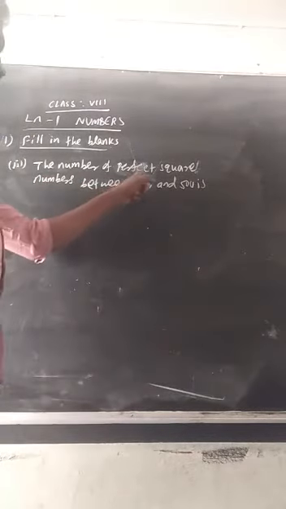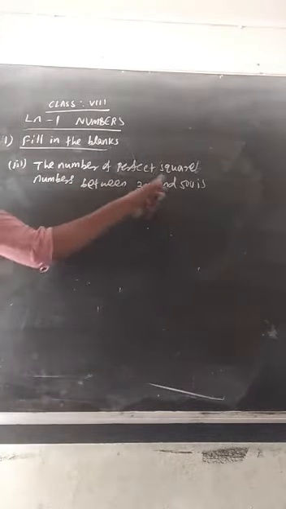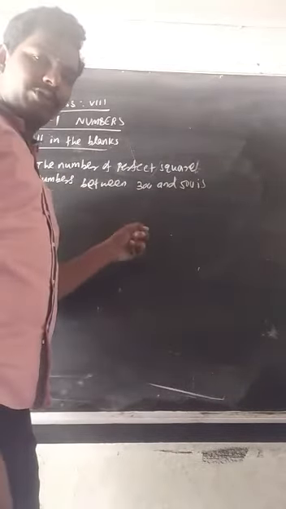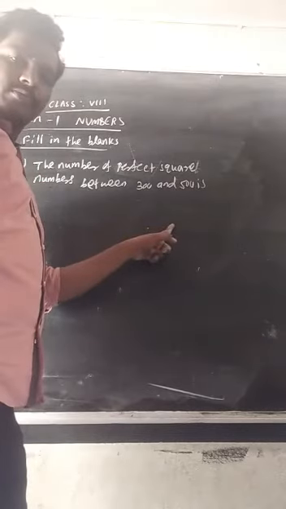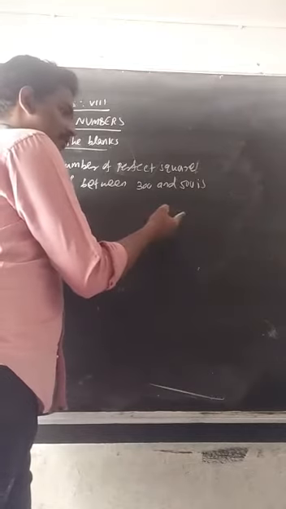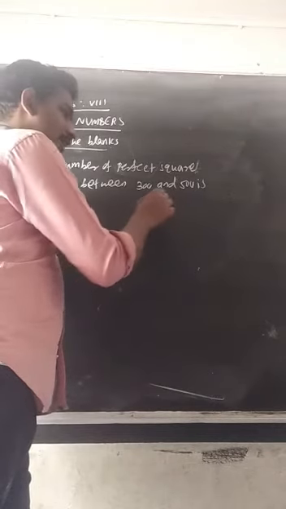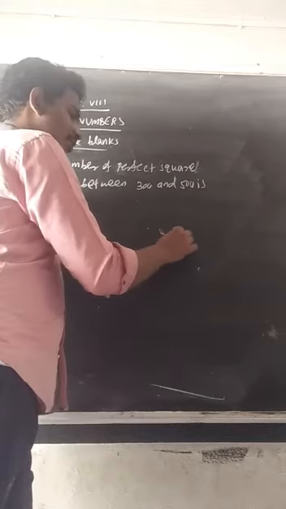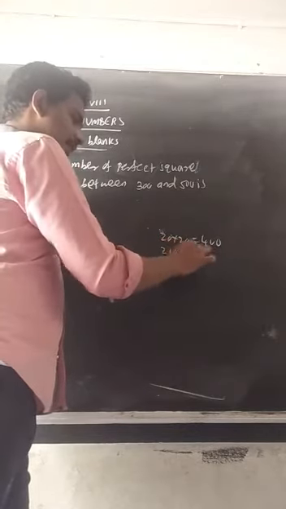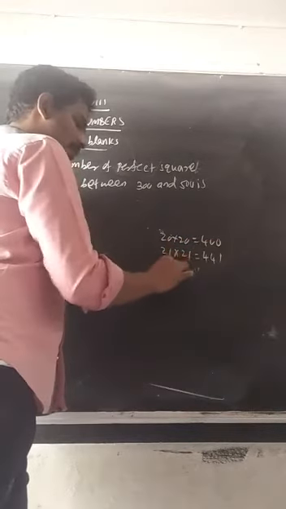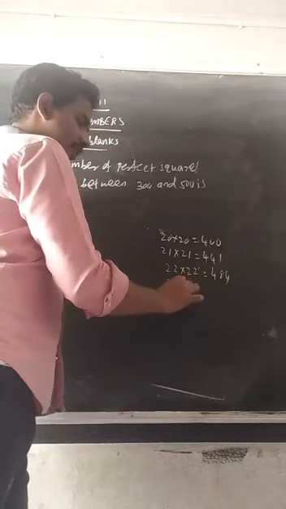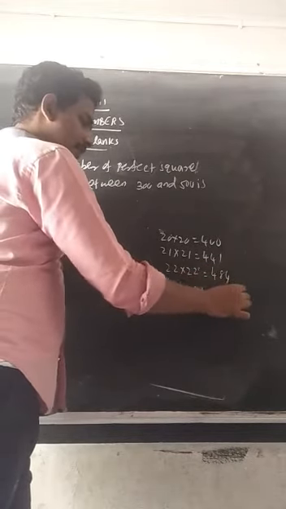So the number of perfect square numbers between 300 and 500. Already we know that 10 tens are 100, 11 11s are 121, 12 12s are 144, 13 13s are 169. 20 20s are 400. 21 into 21, answer 441. 22 into 22, answer 484. 23 into 23, answer 529.